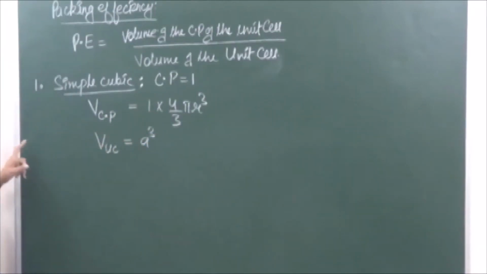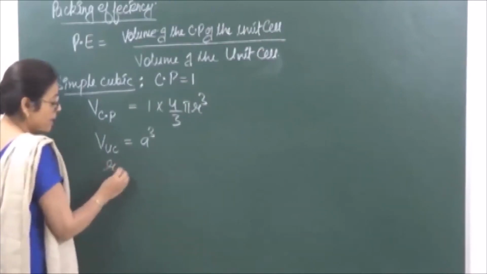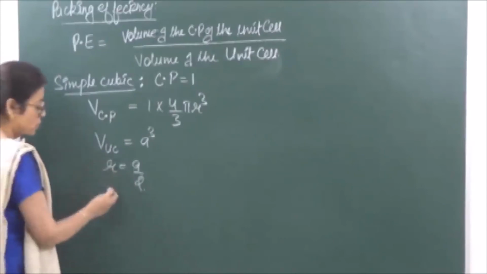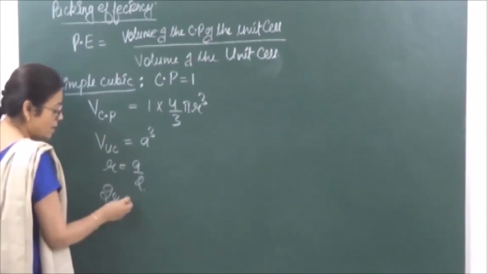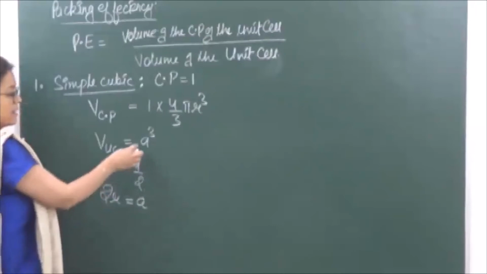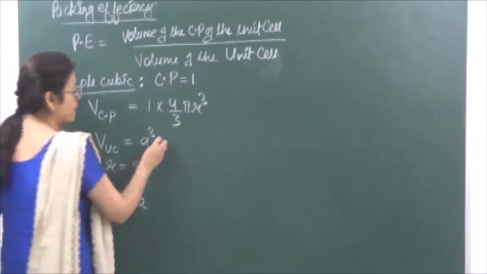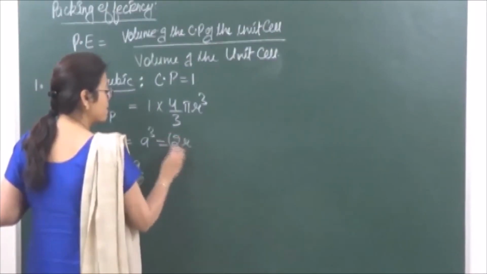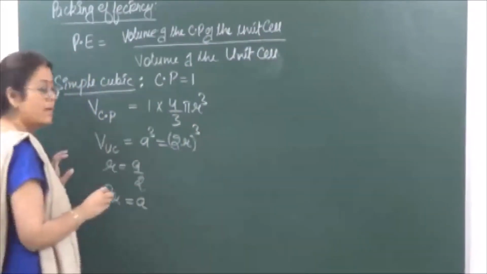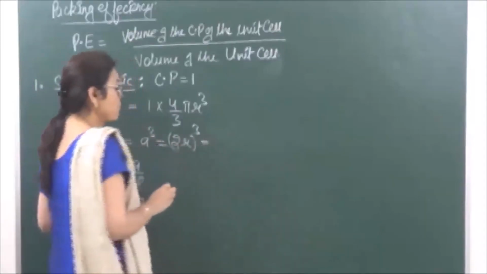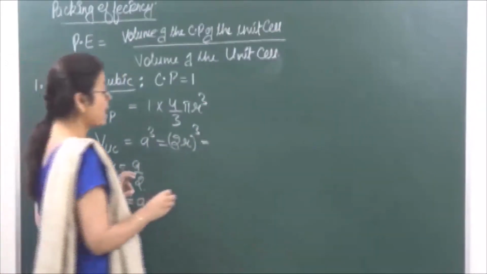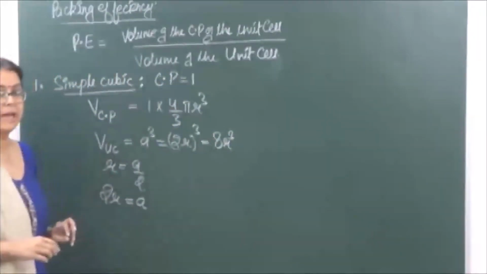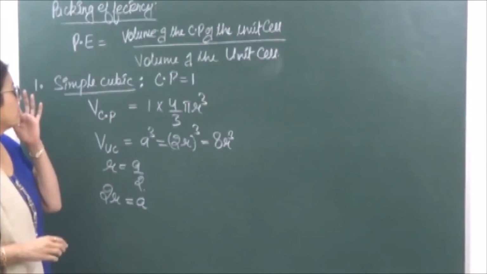So for simple cubic, what is r? That is equal to a/2. 2r is equal to a. Now here we need a cube. So a cube will be equal to 2r whole cube, is equal to 2 2s are 4, 4 2s are 8, so 8r cube. Right? So let's put in the formula.